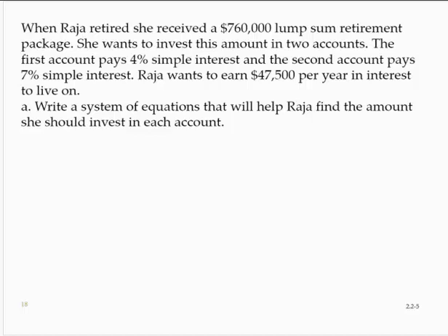When Raja retired, she received a $760,000 lump sum retirement package. She wants to invest this amount in two accounts. The first account pays 4% simple interest, and the second account pays 7% simple interest. Raja wants to earn $47,500 per year in interest to live on. Part A asks us to write a system of equations that will help Raja find the amount she should invest in each account.